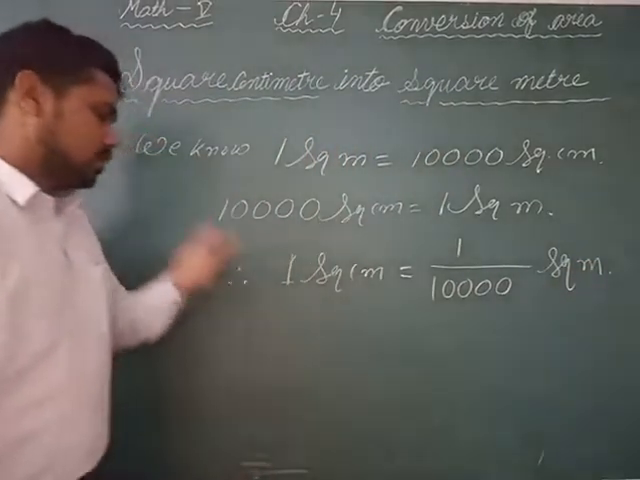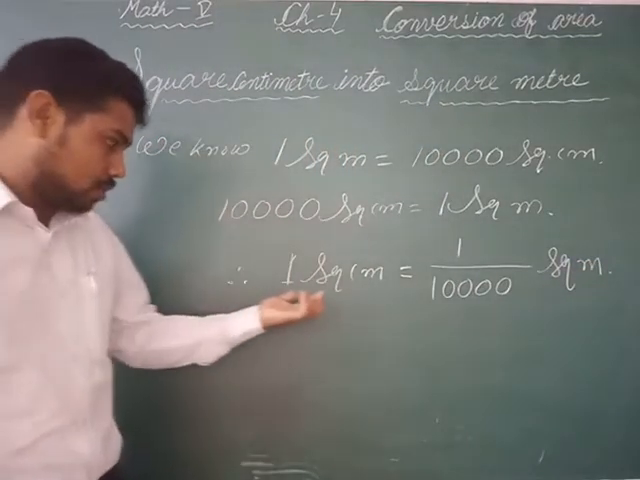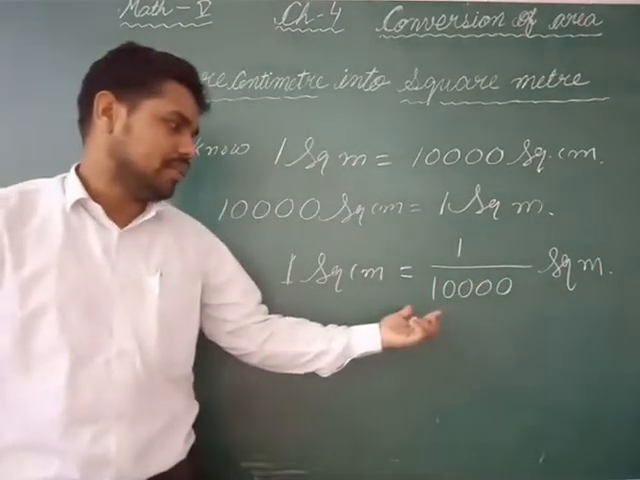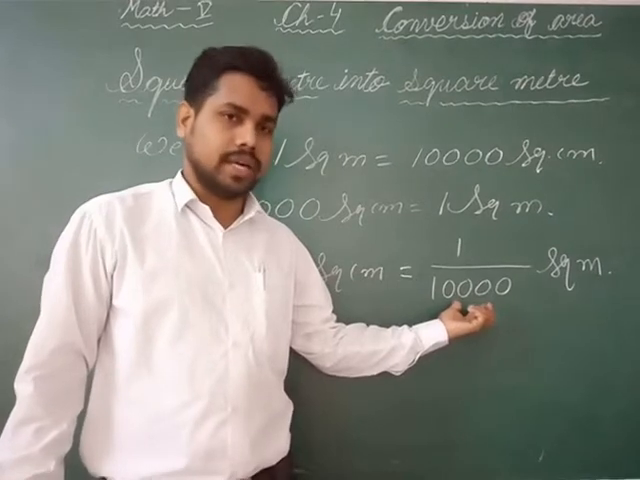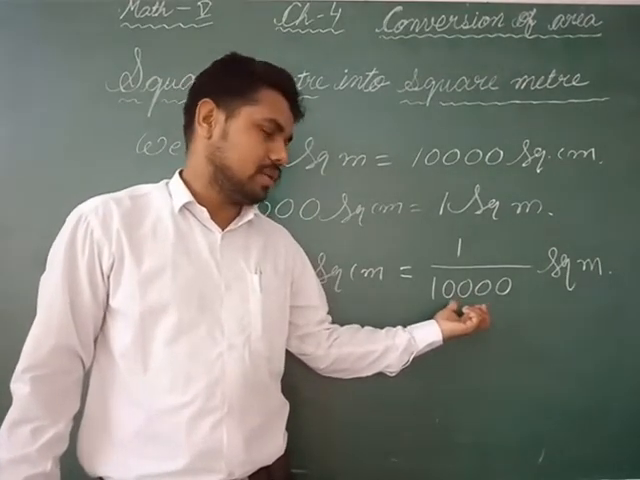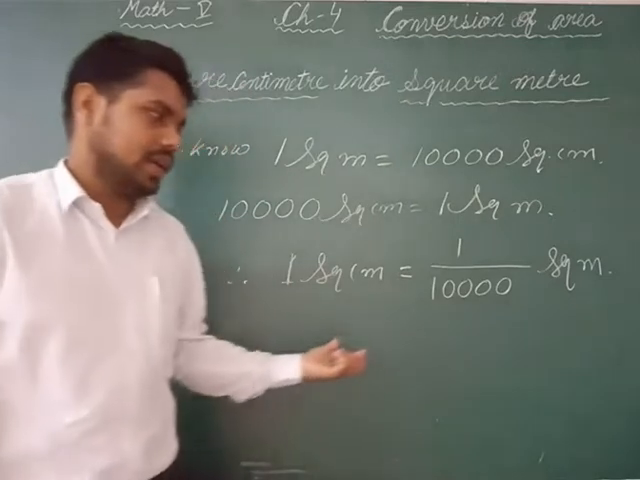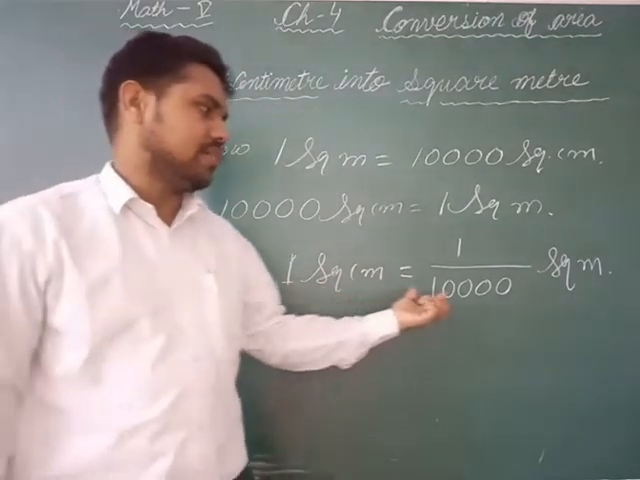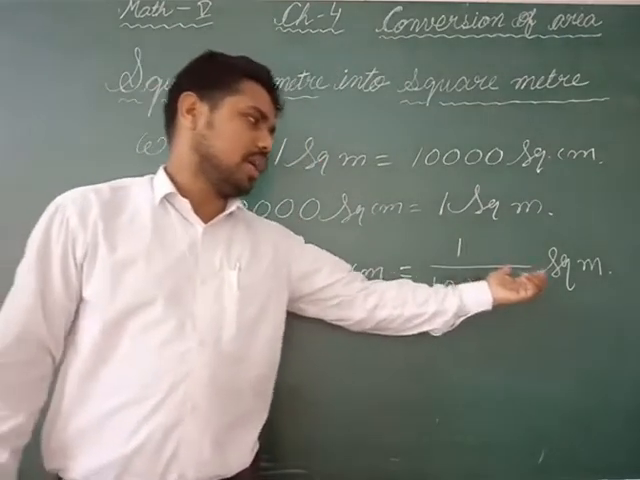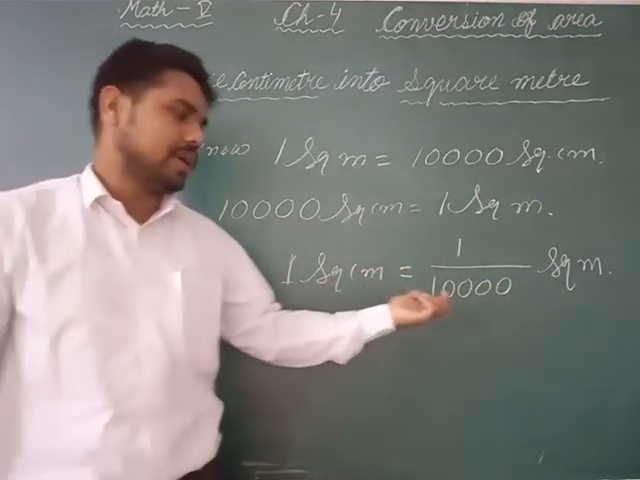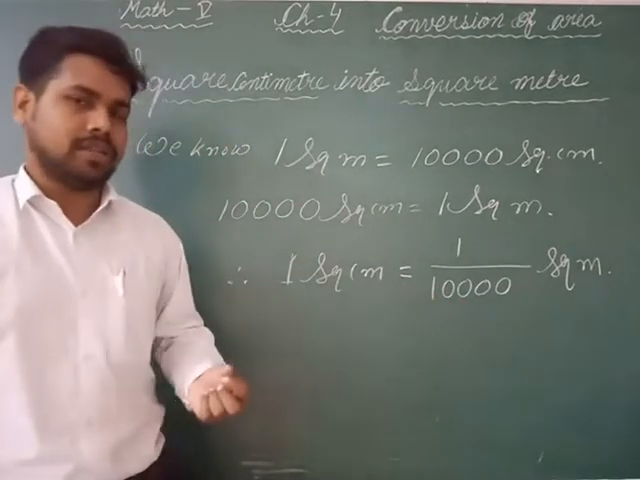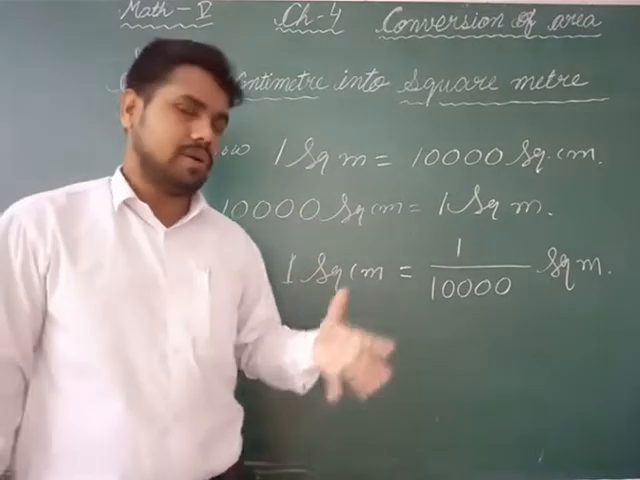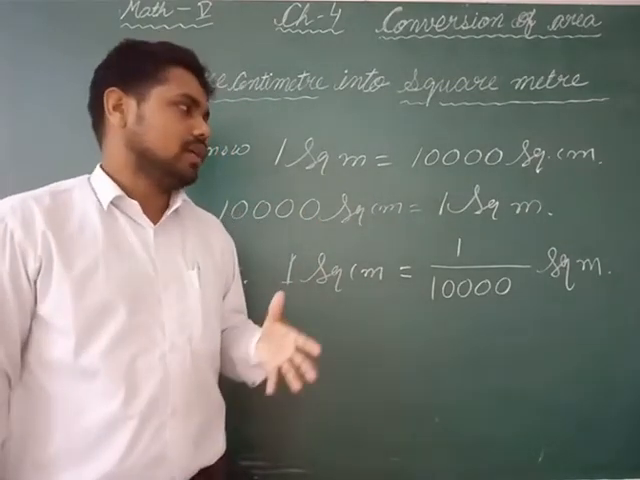Okay, so that means whatever the square centimeter we want to convert into square meter, we have to divide that number by 10,000. After that, whatever answer comes will be the conversion of square centimeter to square meter. In case of square meter to centimeter, we used to multiply by 10,000. Here we will divide by 10,000. So you have to practice a lot of questions so that you can understand. Then only you can solve.